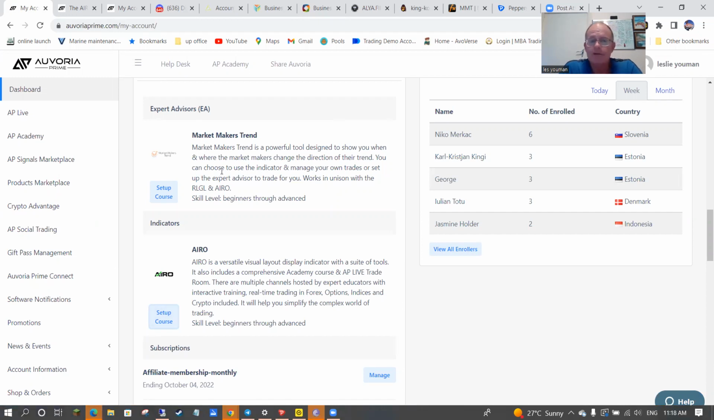I've got a silver access pass. For me, the silver access pass gives the best value for money that there is. It allows me to select 2 of their products, and I've selected the Market Makers Trend. That's the fully automated EA, and AIRO, which is a great indicator.